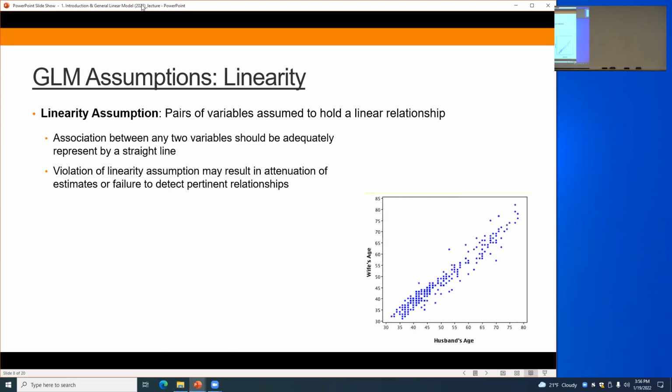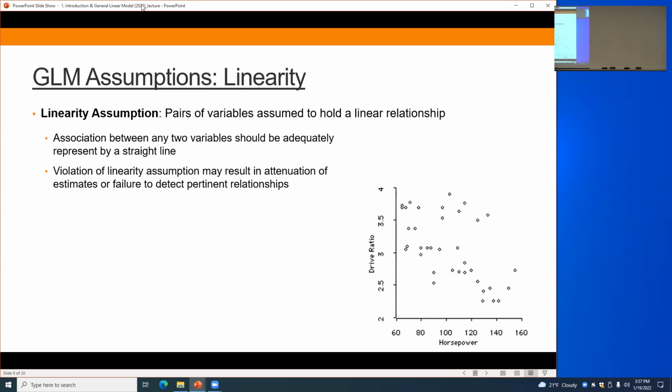Okay, so this graph right here, Robert, does this constitute a linear relation if we're looking at a scatter plot of husband's age and wife's age? What's that? Yeah. Pretty clear linear relationship right there, right? Pretty easy to see. What about this? I don't know, this is just Google graphs that I pulled off. I've got horsepower and drive ratio.